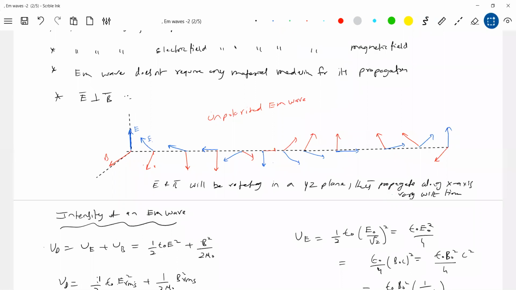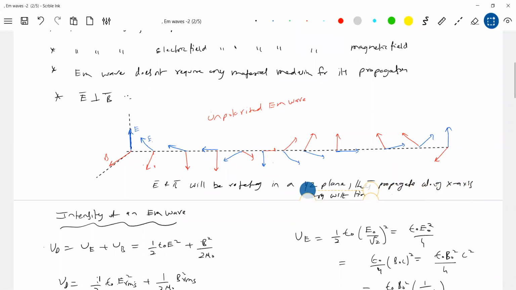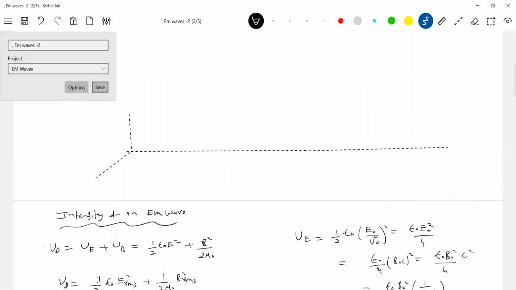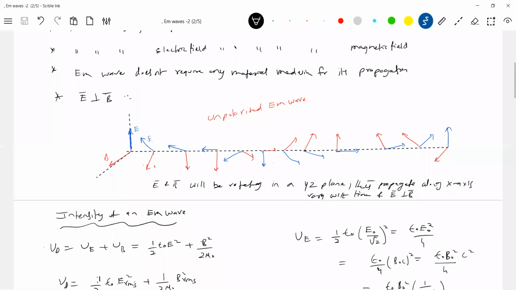I'll add that sentence, vary with the time. Okay, fine. It should be like this. So they may ask you very good questions, just to identify whether it is an unpolarized or polarized EM wave. I think you have to identify that.